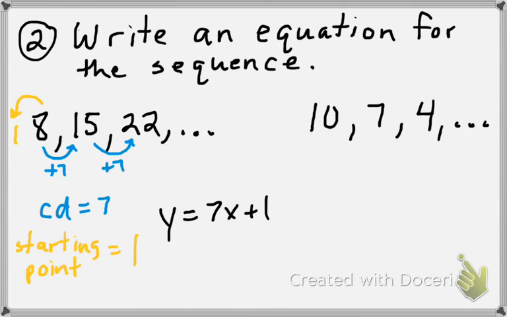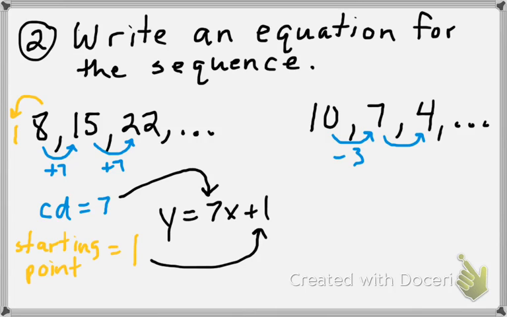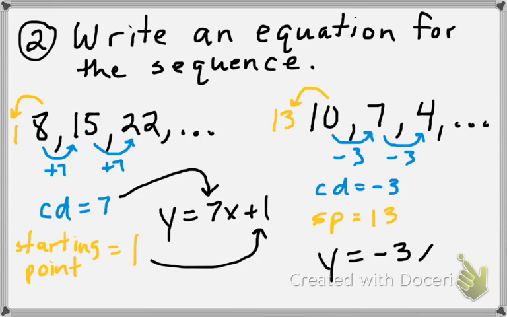Okay, now looking at the second one, same thing. From 10 to 7 is negative 3. From 7 to 4 is negative 3. So my common difference is negative 3. Then I look back from the first one to see where it started from, and I see it would have started at 13, so that it could go down 3 and get to 10. So my starting point is 13. That means my equation is y equals negative 3x plus 13.